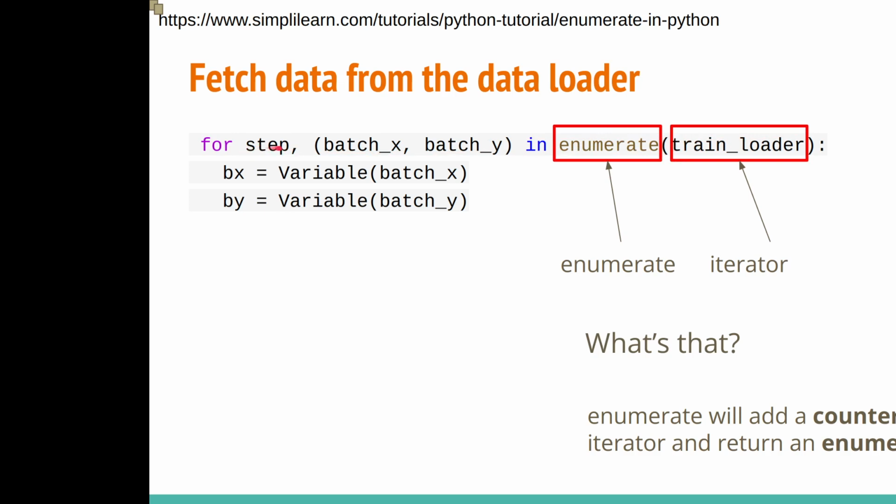So if we write the program in this way, the step will be the index of the data set. So for example, if we are in a batch where the batch size is 16, step will start from 0 and 16 and 32 and so on. And in each batch, we will save 16 images and 16 labels in those two variables, so that we can convert them into variables for the training loop later.